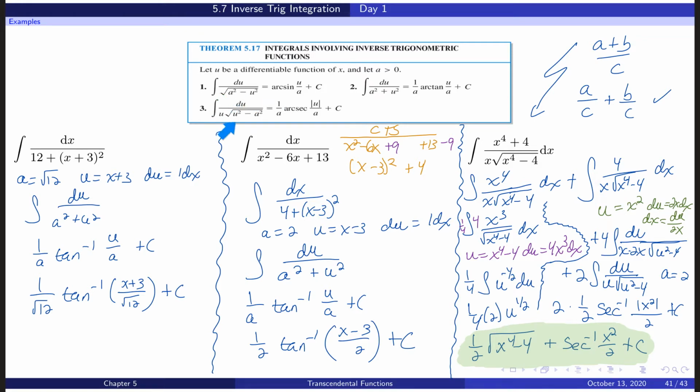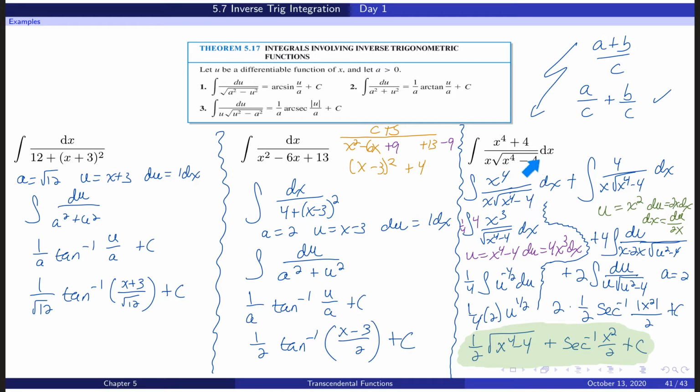Generally, it's written constant squared plus variable squared. So I just changed x minus 3 squared plus 4 into 4 plus x minus 3 squared. So now this matches the inverse tangent setup. A is 2, u is x minus 3, du is a single dx. So everything works out nice and neat. I write down the result and substitute in. A is 2, u is x minus 3, and there's our answer.